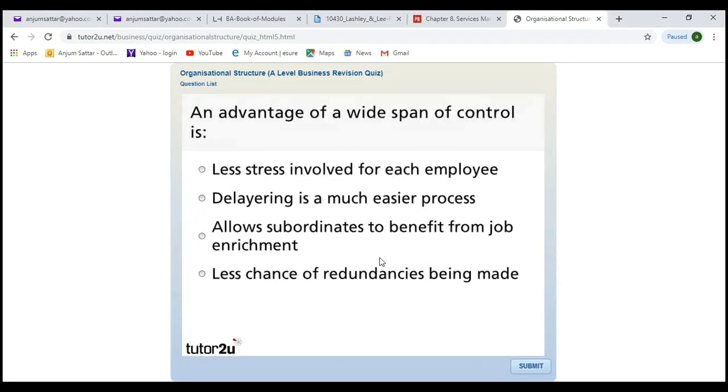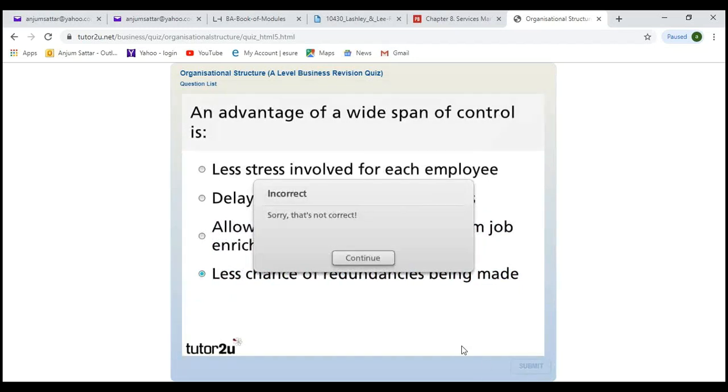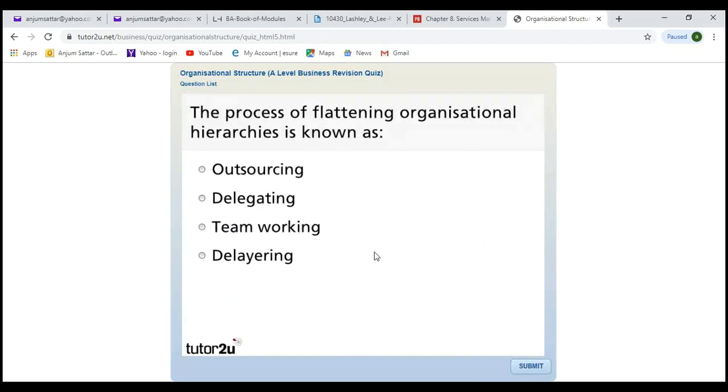And the next: what is the advantage of a wider span of control? I think the last one, maybe. No, don't worry, we'll recap.